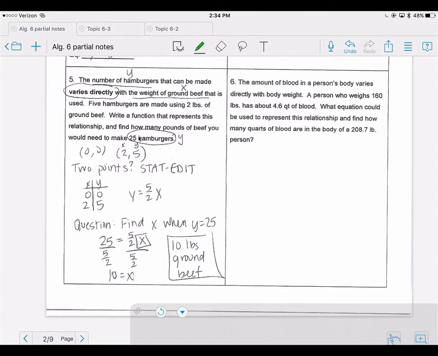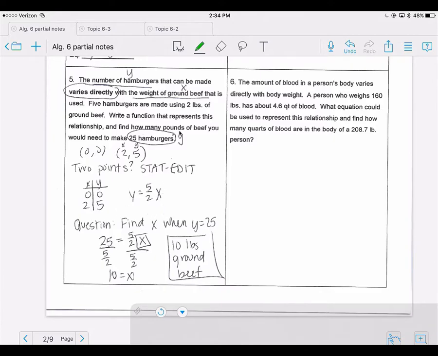So we have the point 5 hamburgers, 2 pounds of beef. So 2 is my x because it's weight, and then 5 is my y because it's the number of hamburgers. I take these 2 points, put them into stat edit, and come up with my equation of 5/2 x.